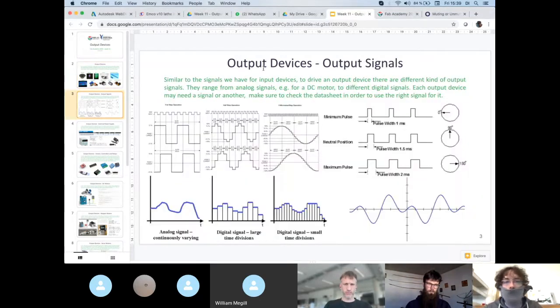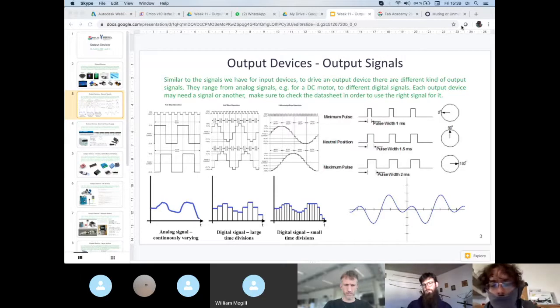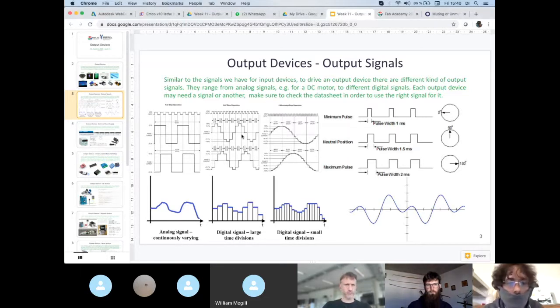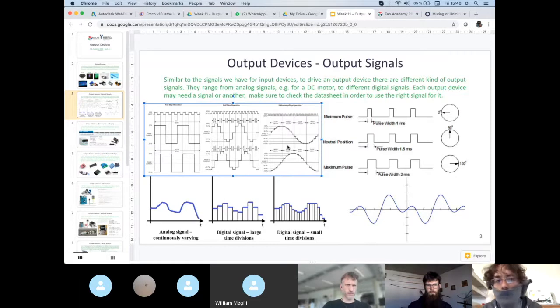So the output devices need a specific signal to be driven. And according to the kind of output device, you have a different signal. Just to give you some insights about how you could drive some of these output devices, in this slide, for example, in this image over here, we can see some signals that are needed to drive stepper motors.